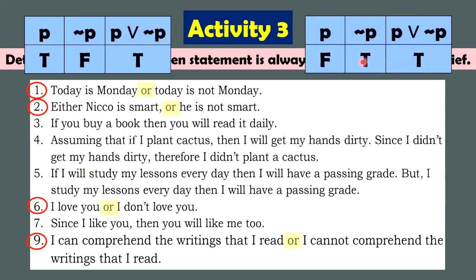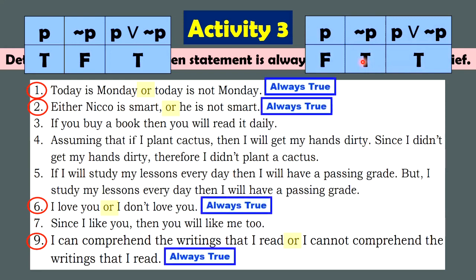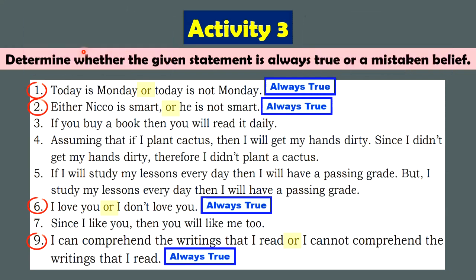So, etong apat na number dito ay lahat always true. Actually, may law na tawag dito, inverse law. Yung inverse law is logically equivalent to a tautology. And what is a tautology? It is a statement that is always true. Okay, let's do more.